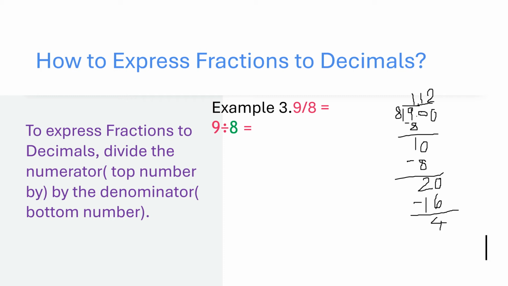Again, we can add another 0 because the remainder is not 0 yet. Then bring down 0 again here. And then 40 divided by 8 is equal to 5. And then 5 times 8 is 40. And then subtract, that is now equal to 0. Okay, sorry about my 0 here, it's ugly.